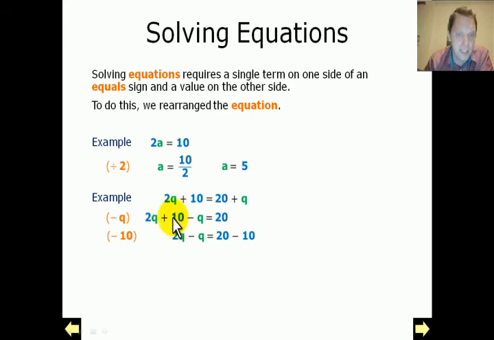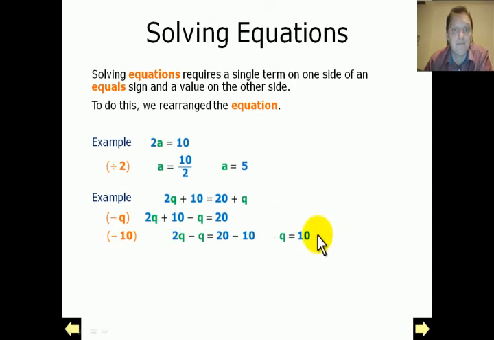So on the left hand side we've got 2q minus q. On the right hand side we've got 20 minus 10. 2 lots of q minus 1 lot of q will just leave us with a single q. And 20 minus 10 will leave us with 10. And we've actually solved this now because q would equal 10.